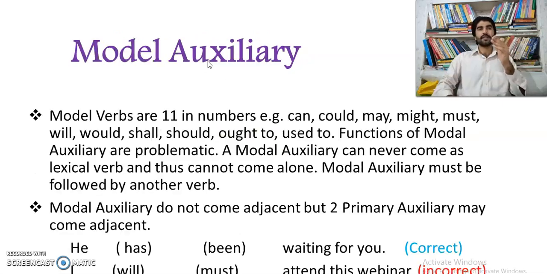Next, we are going to see modal auxiliary. What are the modal auxiliaries? Modal verbs are 11 in number. We have examples: can, could, may, might, must, will, would, shall, should, ought to, and used to. These are the modal verbs.